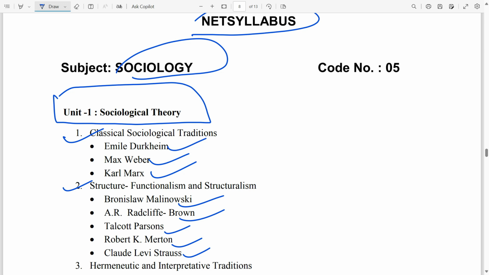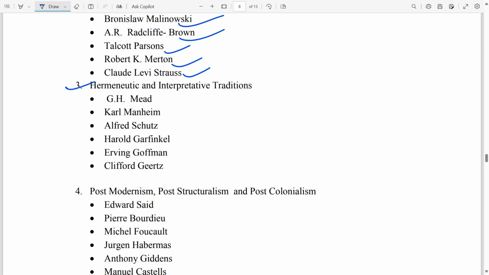Third, hermeneutic and interpretative traditions, with G.H. Mead, Karl Mannheim, Alfred Schutz, Harold Garfinkel, Erving Goffman, and Clifford Geertz. From these thinkers mentioned in the syllabus, they ask about their books, their research papers, what they talked about, and which theories they propounded. So you have to learn by heart about these thinkers: where they were born, their traditions, which cultures they belong to, what research papers they published, and what theories they propounded.